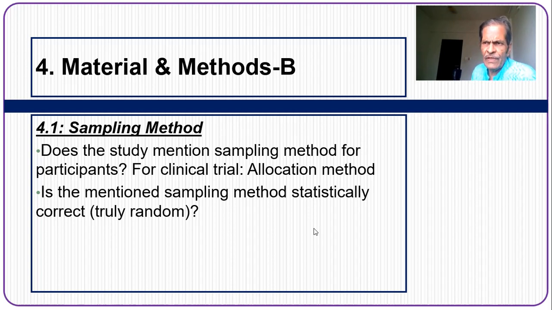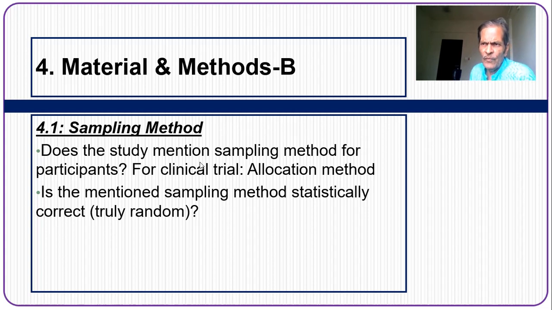In other studies like the descriptive studies and case control studies, one must try to find out how the cases were sampled from the pool of the cases, how controls were sampled from the pool of the controls, and whether the sampling method is truly scientific or not. Many times we find they mention that they were selected randomly.